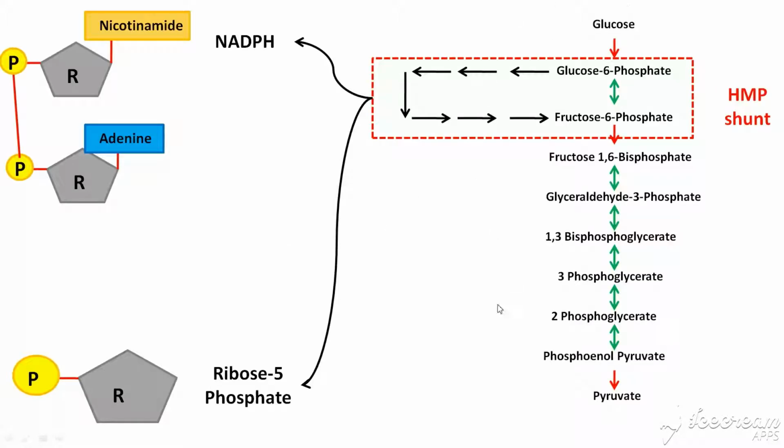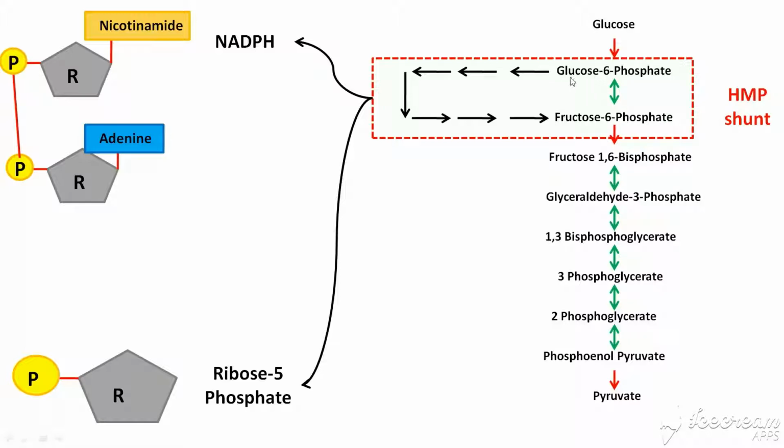In this video, we're going to be discussing the HMP shunt, which is also called the pentose phosphate pathway. So right here, we're going to have the glycolysis pathway. Like we said before, we're going to start with glucose and we're going to end with pyruvate. Now, the HMP shunt is called a shunt because we're going to shunt glucose 6-phosphate out of the glycolysis pathway, and eventually it can re-enter the glycolysis pathway in the form of fructose 6-phosphate.